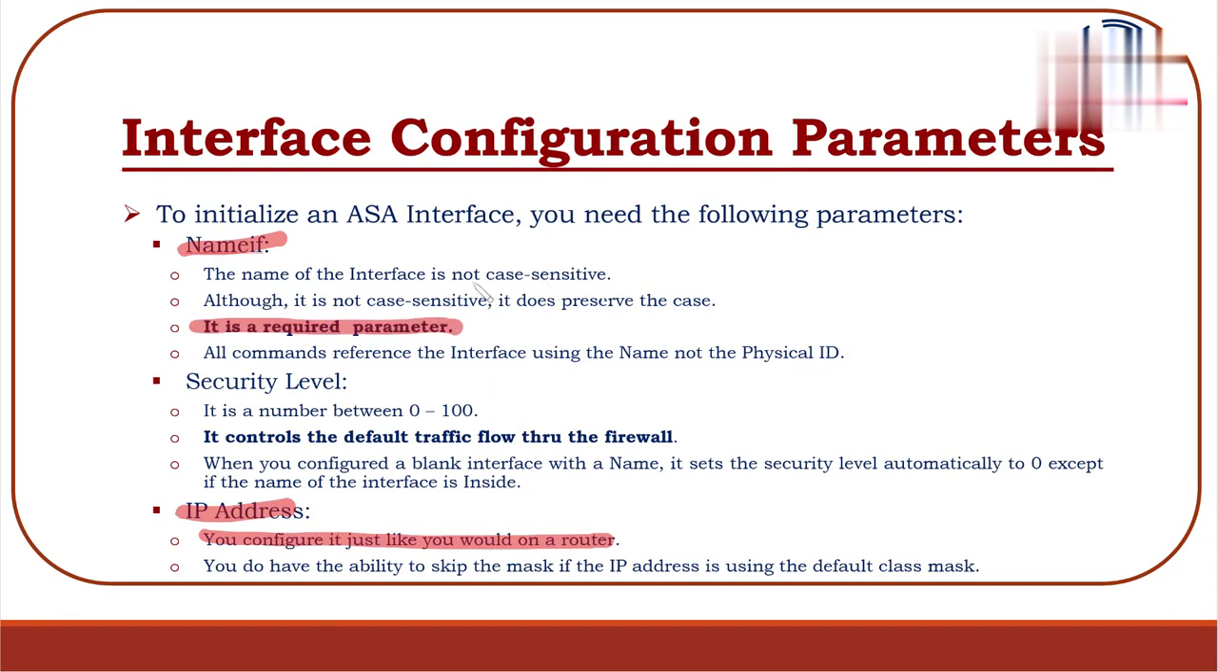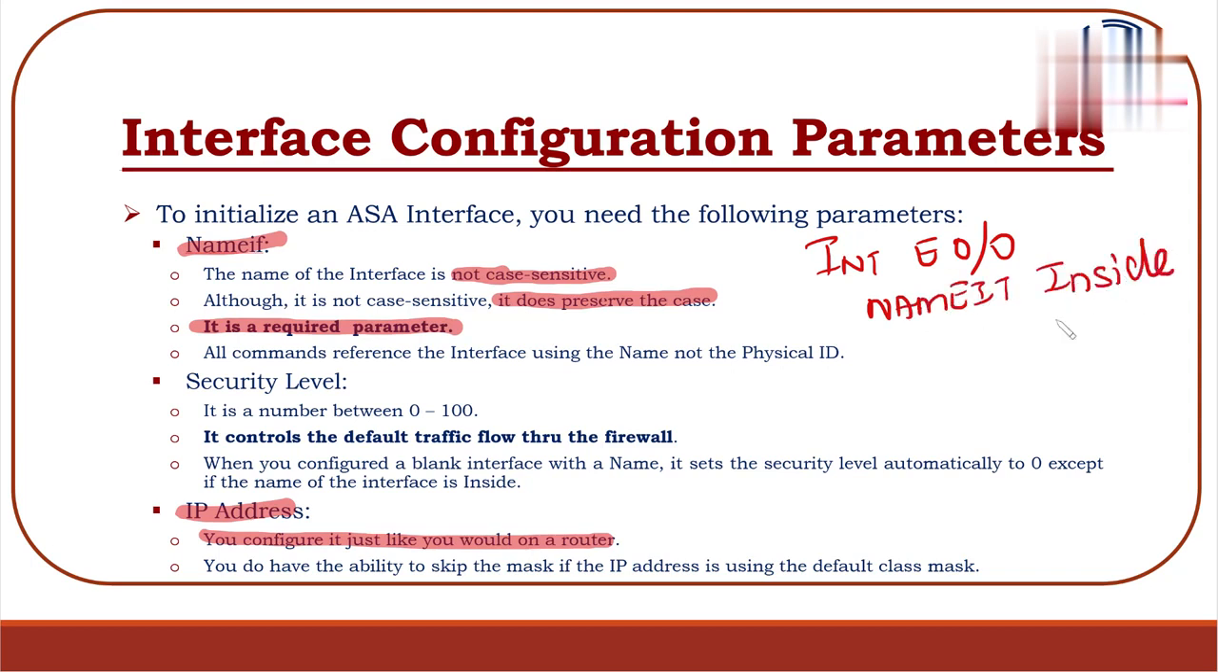The name of the interface is not case sensitive, although there is a certain command, which we'll talk about later on, called the crypto map command. For that particular command, it is case sensitive. For the other ones, it is not. Although it's not case sensitive, it does preserve the case. What does that mean? Let's say initially when you're configuring the interface, you set the interface as E00 and you said name inside, with I capital and NSIDE in lowercase.